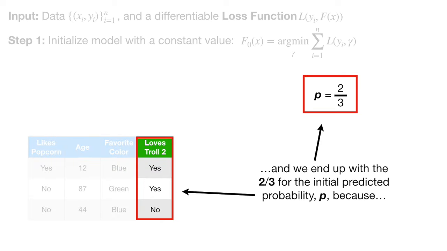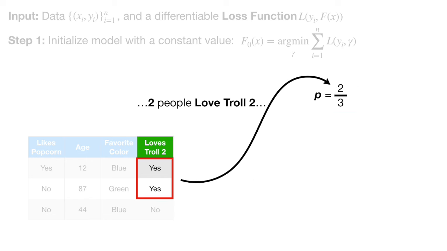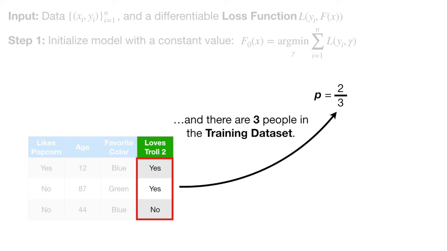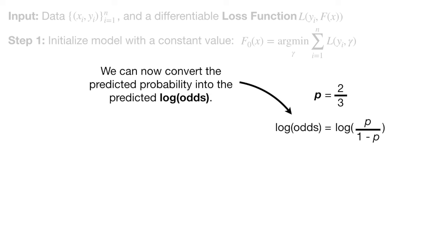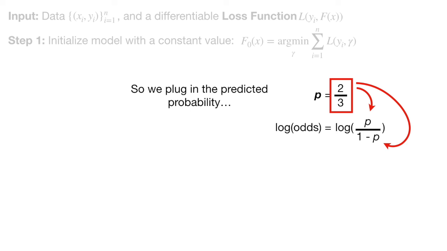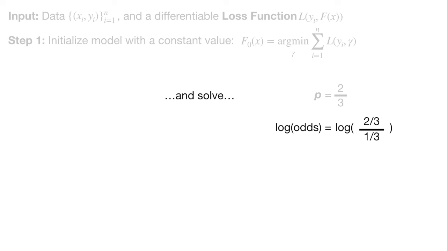And we end up with 2 divided by 3 for the initial predicted probability, p, because 2 people love Troll 2, and there are 3 people in the training dataset. Now we can convert the predicted probability into the predicted log odds. So we plug in the predicted probability and solve.